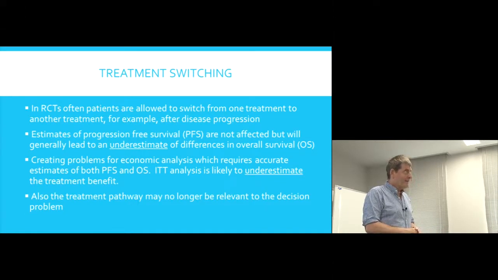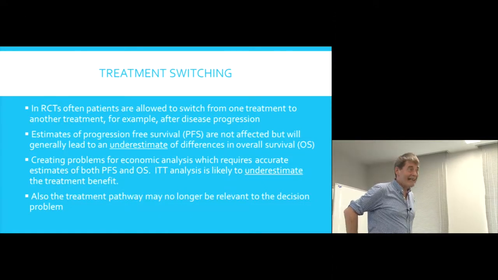Well, ITT, intention to treat, is easier because it's clean. We know at the randomization, this half got that treatment, and this half was randomized to that treatment. But if treatment switching takes place, we can be pretty sure it's a biased estimate we've got from the intention to treat. So I think it's probably better to try and adjust for treatment switching.